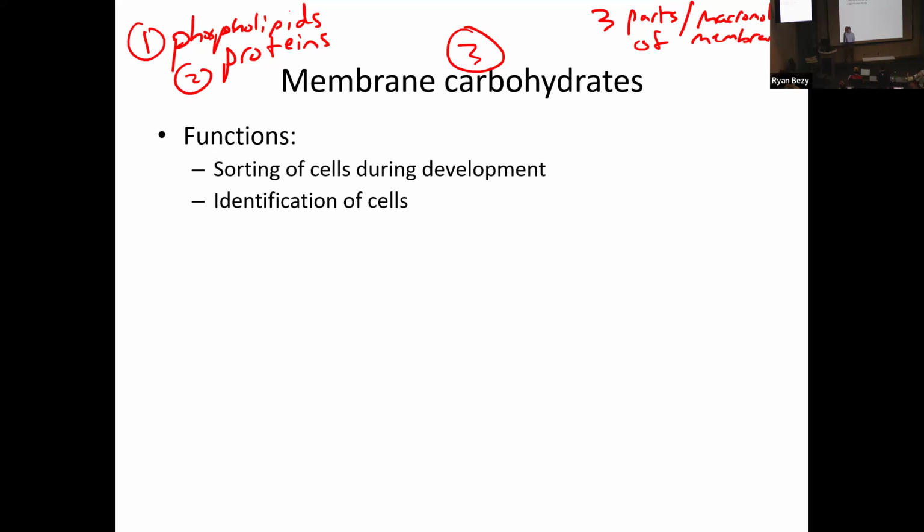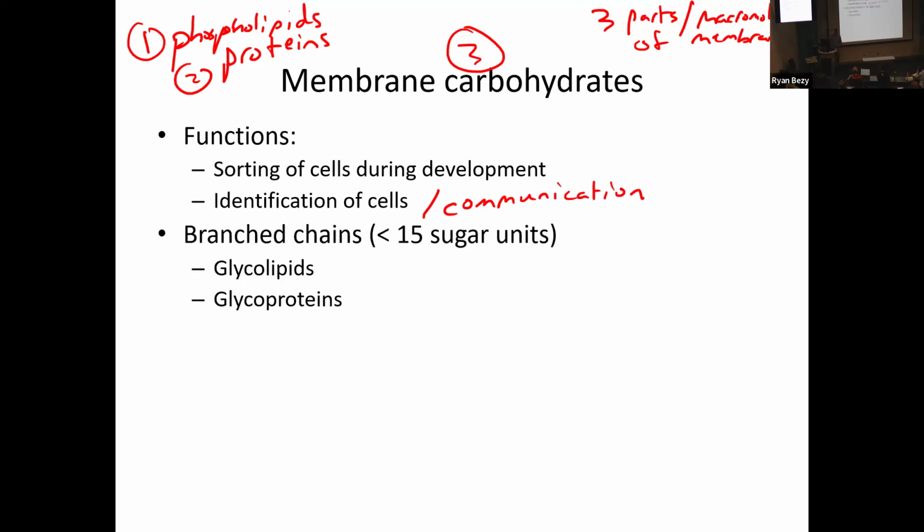Carbohydrates is kind of the third part, and they have some different functions. So for instance, carbohydrates are important for sorting cells during things like development, especially embryonic development. Carbohydrates is one way that the cells during embryonic development will join on one another, but will also sort around relative to one another. They're often involved in identification of cells and, again, in communication. So that can be an important function of these membrane carbohydrates.